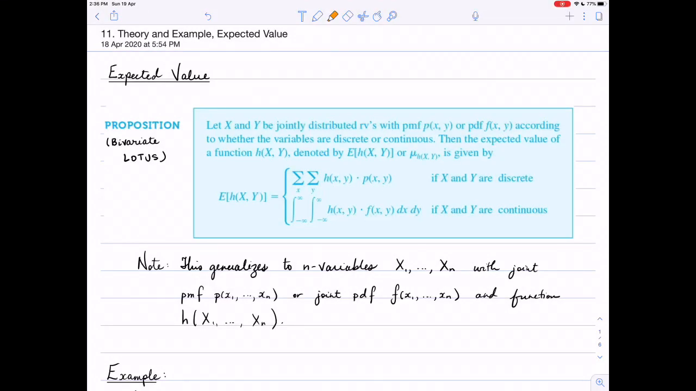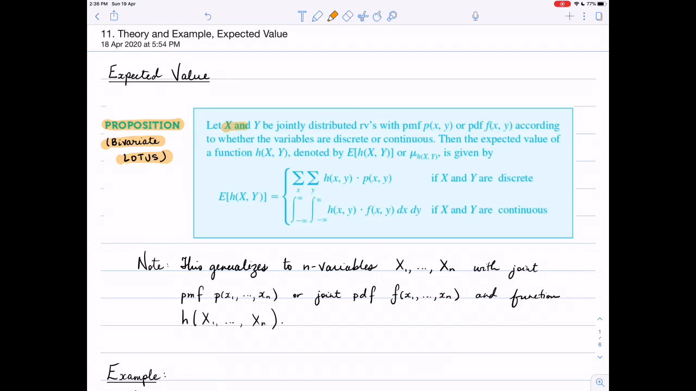Now we're going to talk about expected values of jointly distributed random variables. And we're going to start off by looking at this theorem or proposition, which is the bivariate version of LOTUS, the law of the unconscious statistician.